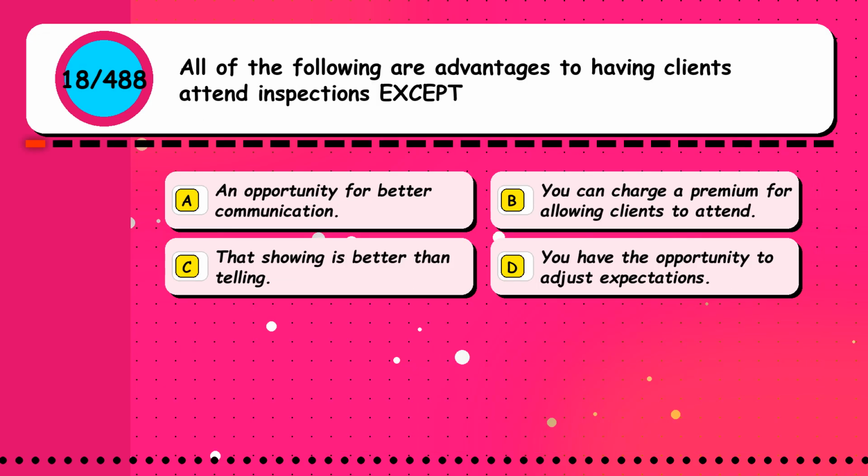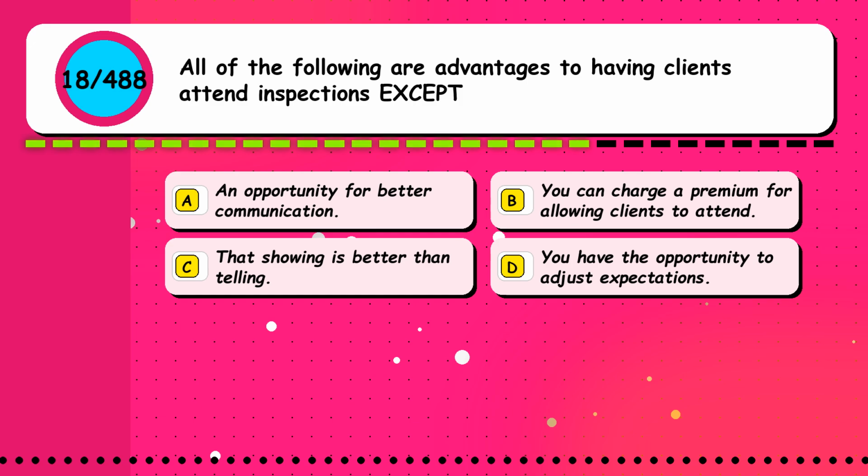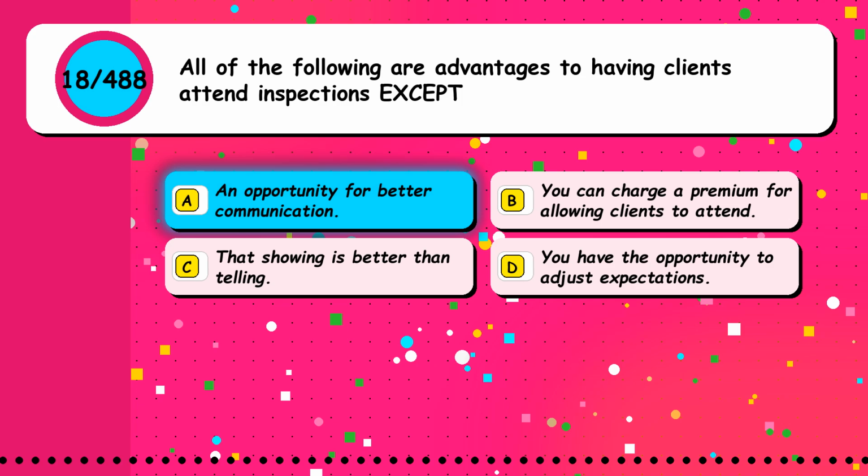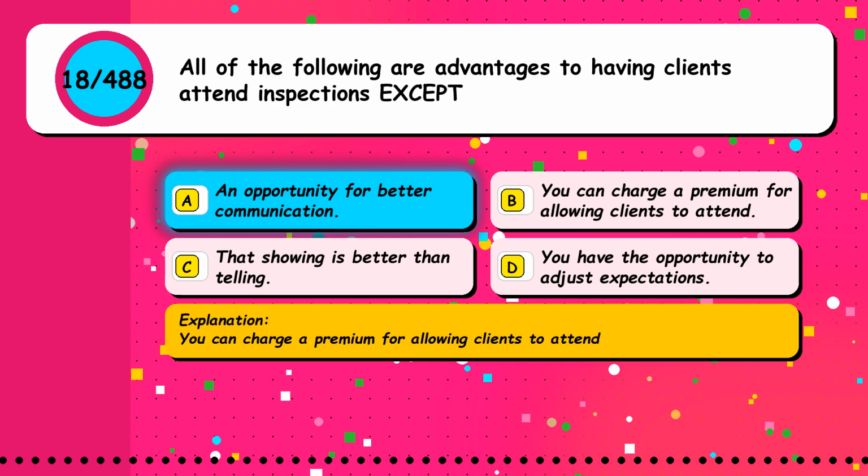Question 18. All of the following are advantages to having clients attend inspections except: option A, an opportunity for better communication; option B, you can charge a premium for allowing clients to attend; option C, that showing is better than telling; option D, you have the opportunity to adjust expectations. The correct answer is option B. You can charge a premium for allowing clients to attend.